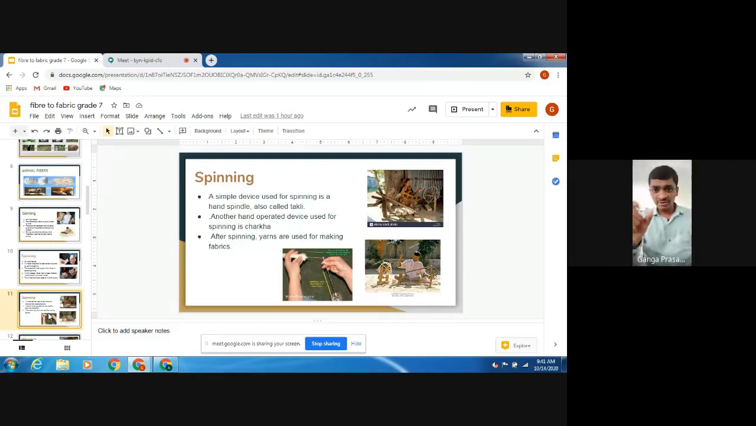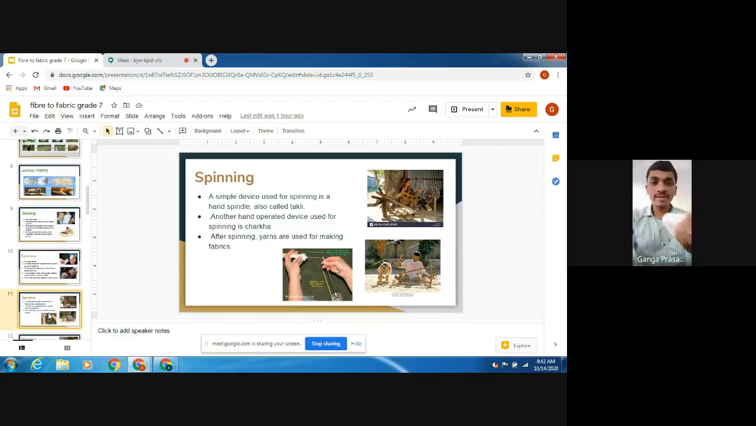Observe my slide. Try to zoom the pictures. You can see the charkha. So spinning is nothing but making yarn. The process of making yarn from fibers is called spinning. People use different devices, takli and charkha.